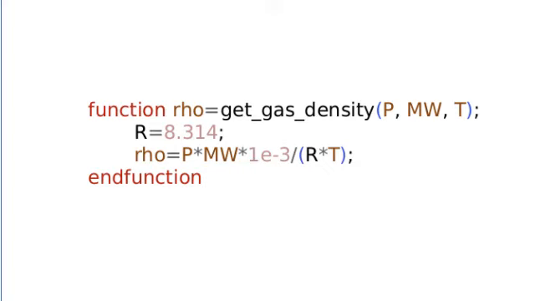Now we come to the important part, that is the Scilab codes. First we will define a function to get the gas density. It is not important to define a separate function, but you can calculate the gas density in line. But here we have defined a function. The formula to calculate the gas density is given inside the function.